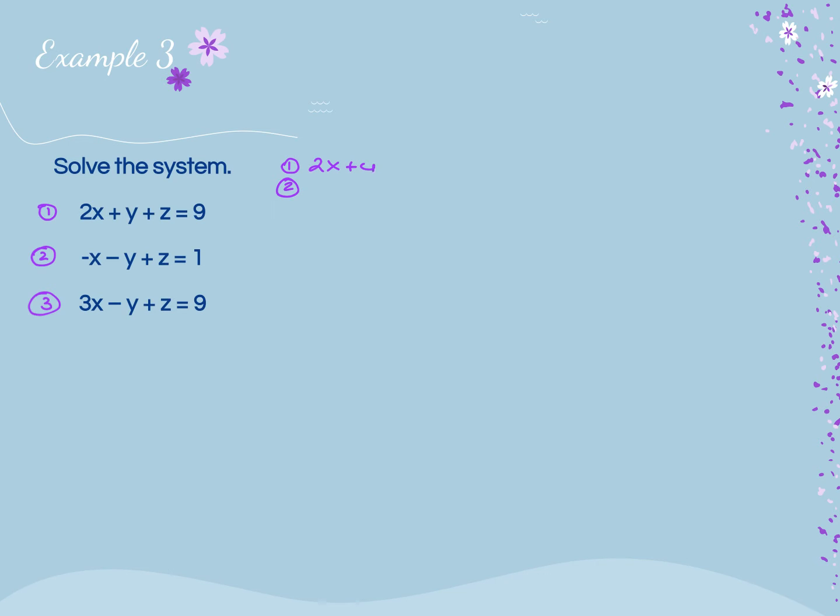So 2x plus y plus z equals 9. Negative x minus y plus z equals 1. Add: x plus 2z equals 10. Here's my new one.